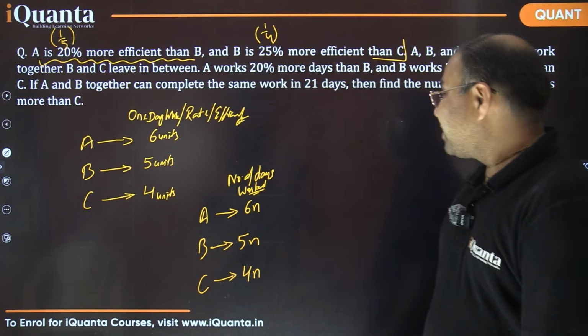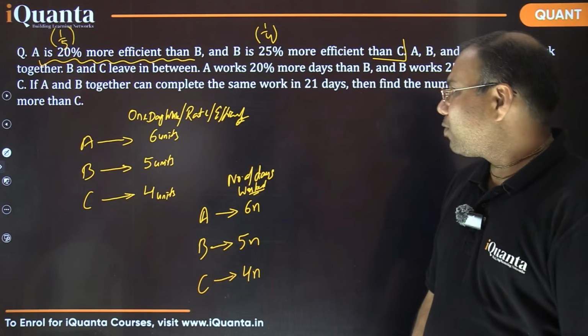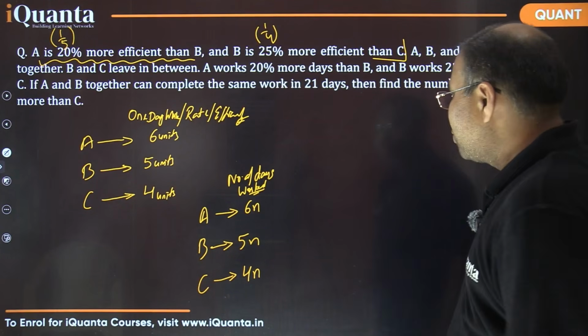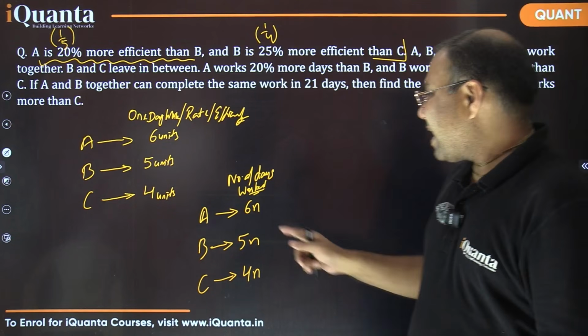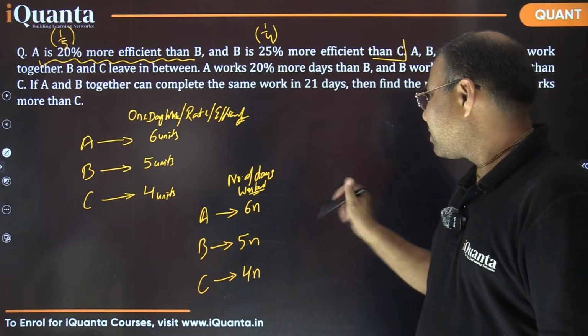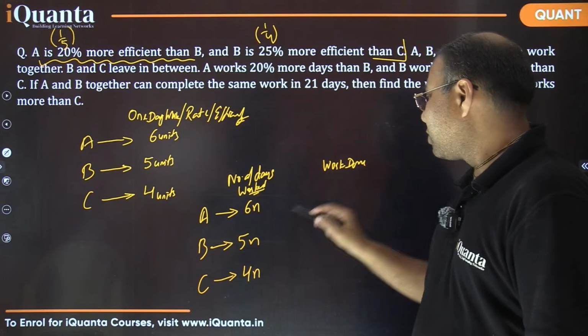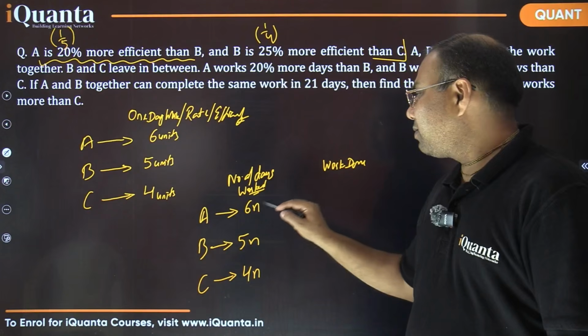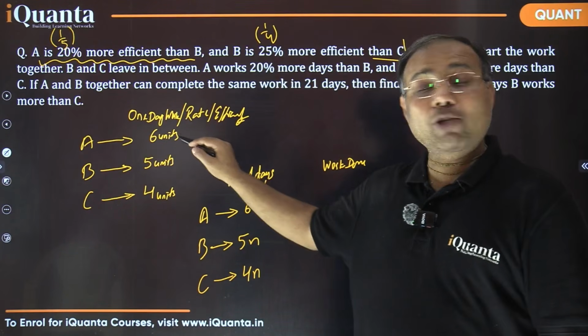Okay. So this is the number of days they have worked, and the rate of work we already knew, right? So can you calculate the total work which they have performed in that duration? So A has worked for 6n number of days. So let me write work done by these persons. So A has worked for 6n number of days, and on a daily basis he is working 6 units of work.